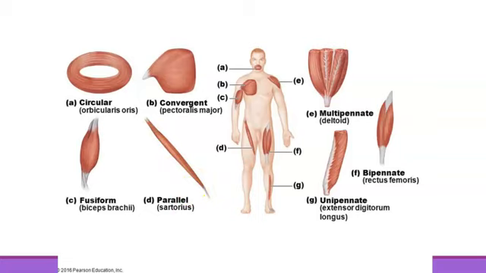The next pattern is the pennate pattern. So with this pattern, the fascicles are short and attach obliquely to a tendon. Looks much like a feather. So we have different types of pennate patterns depending on how many feathers we see.